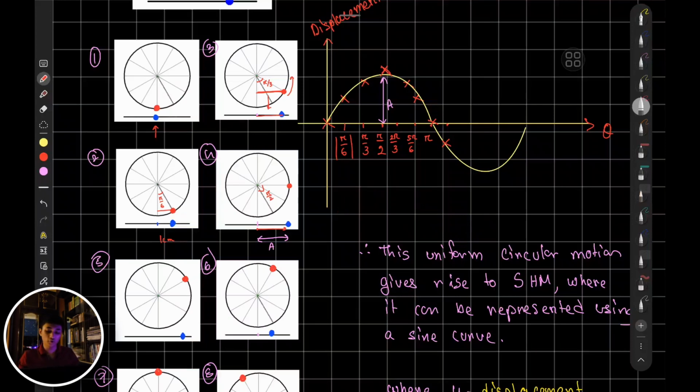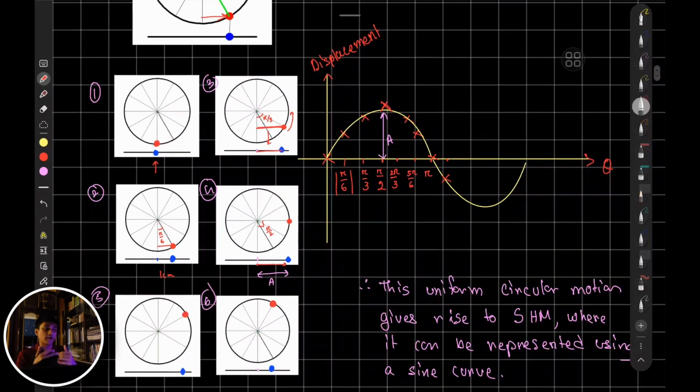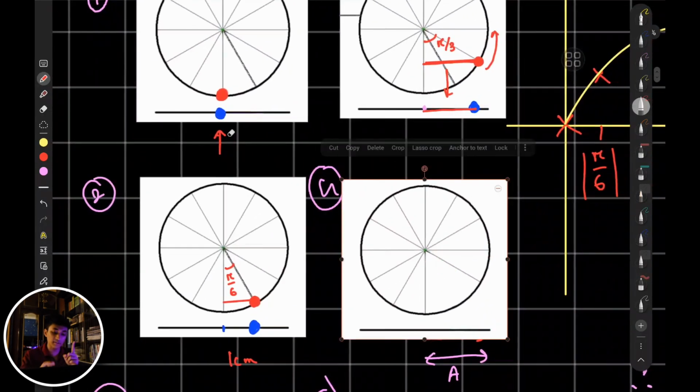Great. So what do we know now? From this projection of a uniform circular motion, we are getting simple harmonic motion. Which one is following simple harmonic motion? The blue bob. The blue bob is following simple harmonic motion.